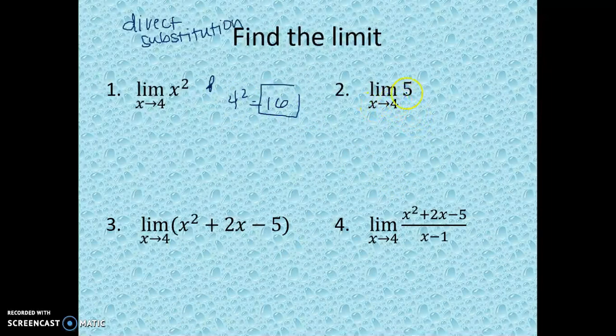Here, there's nothing to plug my 4 into. It's the limit of 5, so my answer is just 5. Try 3 and 4. Pause it if you need to. I got 19 when I plugged in 4 on number 3, and on number 4, I got 19 over 3. If you did not get those, check them and try again.